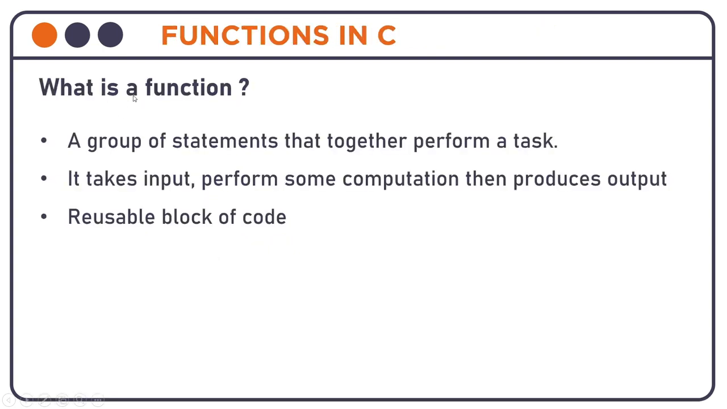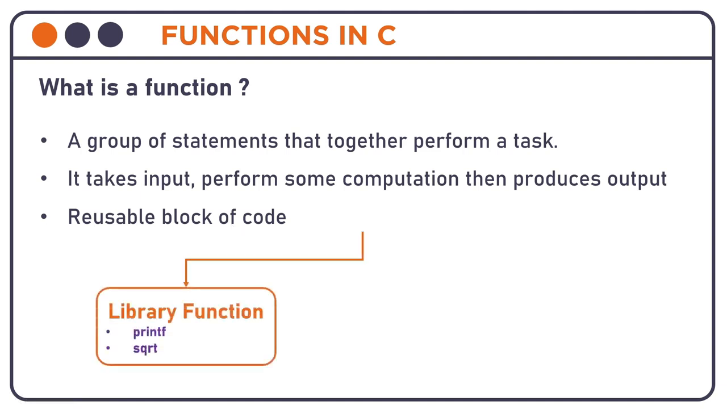A function in C is a group of statements that together perform a task. A function takes input and performs some computation, then produces some output. This output can be a number or can be a display to the user, or it can be anything. Functions are also reusable blocks of code, so we can call it or use it as many times as we want. It is code that we create once and use anytime we want.